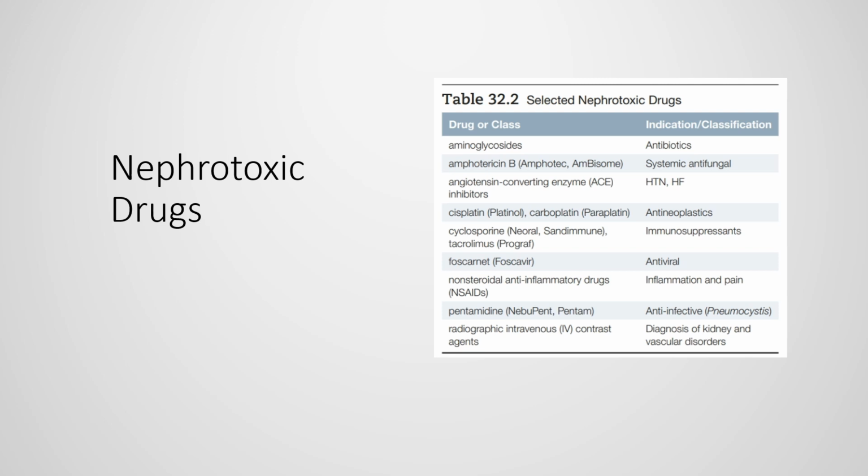Cisplatin, carboplatin, those are chemotherapy agents, really tough on the kidneys. Cyclosporin and tacrolimus, they're in the same group. They're immunosuppressants for organ transplantation. They're calcineurin inhibitors. Foscarnet, we won't go into detail there.